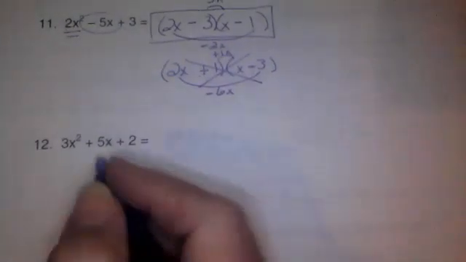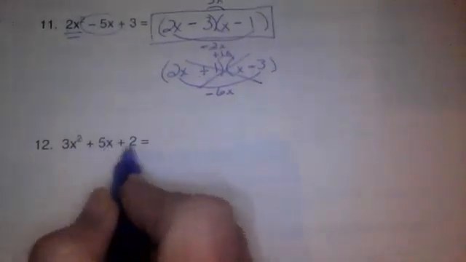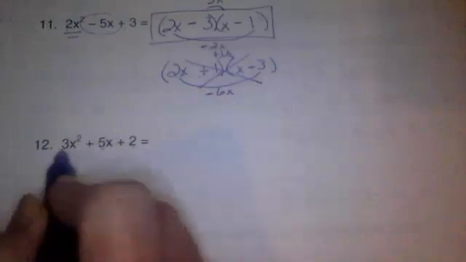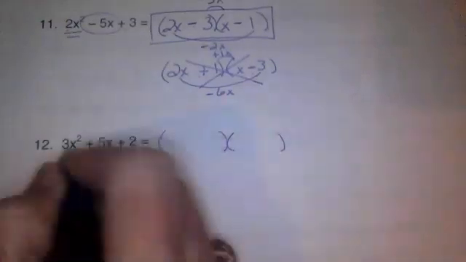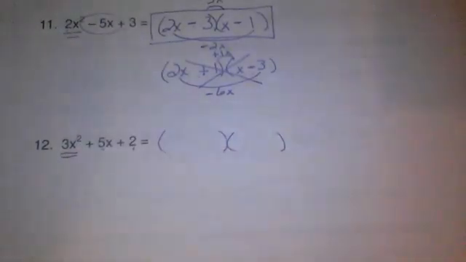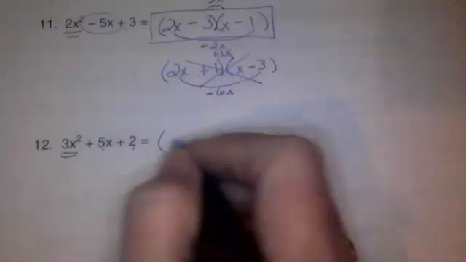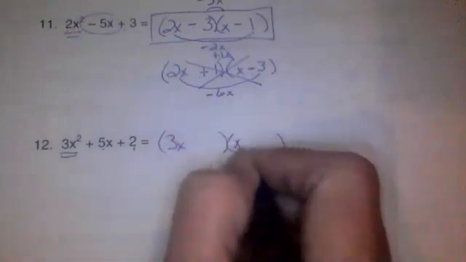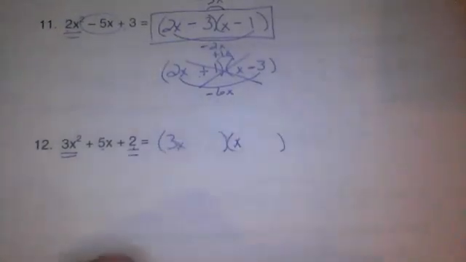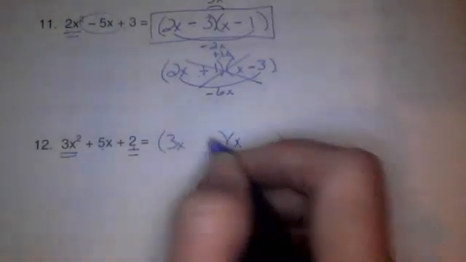This one also is not divisible by anything. They have nothing in common. So we're just going to try to undo it. So we say what multiplies to give us 3x squared? That would be 3x times x. What multiplies to give us 2? That would be 2 times 1.